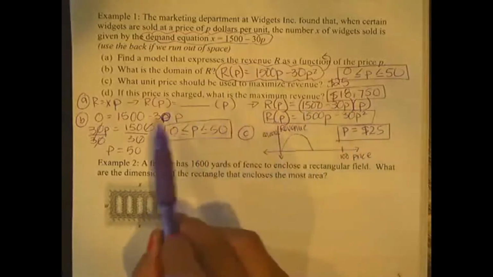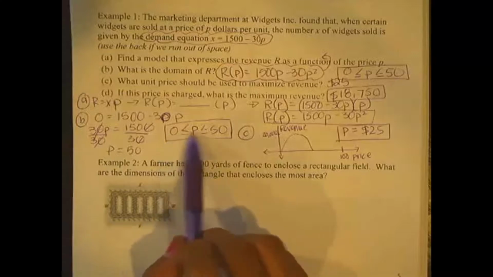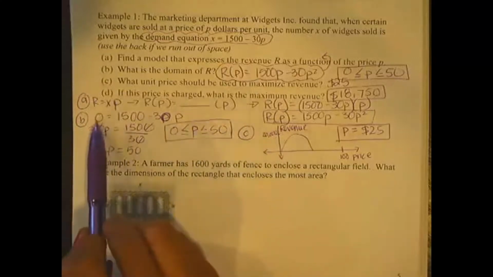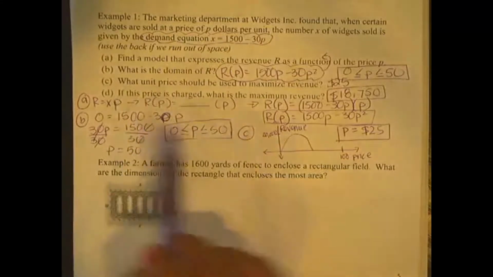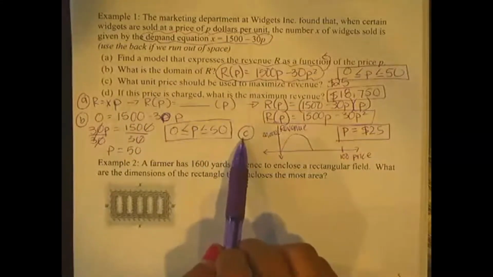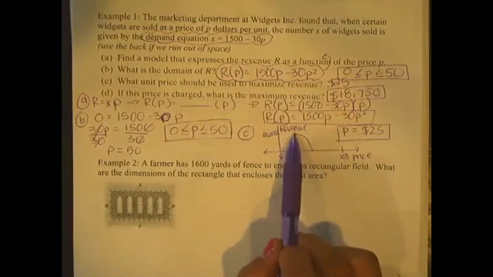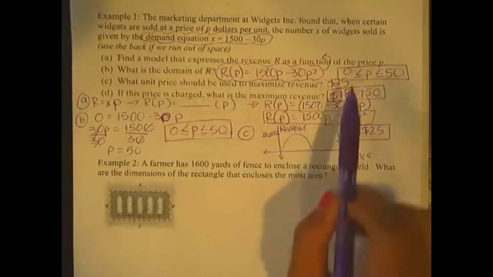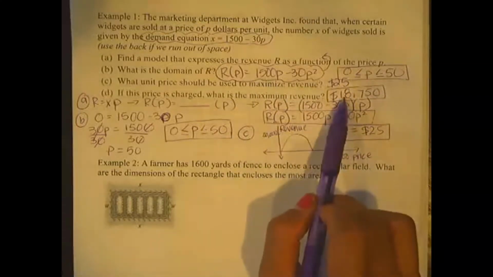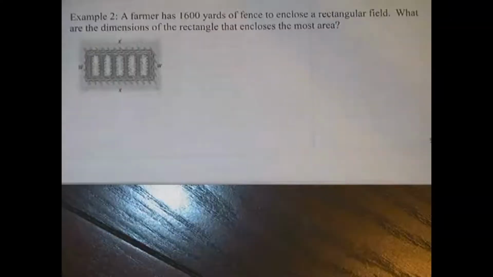Part B said, what's the domain? How much can I charge? You can charge between $0 and $50, by setting 0 in your demand equation and solving for p. That's the max you can charge. Parts C and D will have to use your calculator. When you use your calculator, you're going to find the best price, which is 25 bucks, and in the same screen, it will also show you that you're going to earn $18,750. Let's see how many examples we can accomplish today.